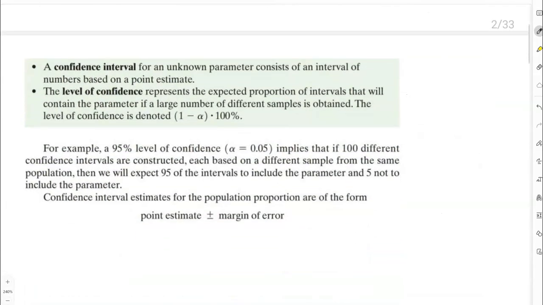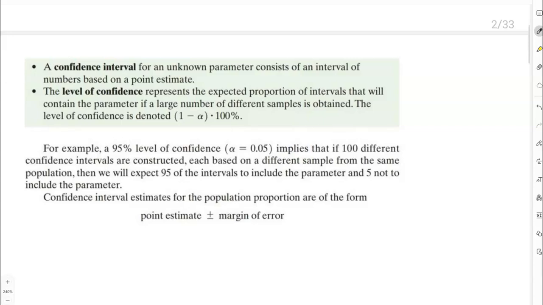So when we talk about a confidence interval, we are trying to get some kind of range of values where we think that population parameter, in this case the proportion, is going to live. The level of confidence associated with that represents the expected proportion of intervals that will contain the parameter if a large number of different samples is obtained. Usually we talk about confidence intervals like we want to be 95% or we want to be 99%.